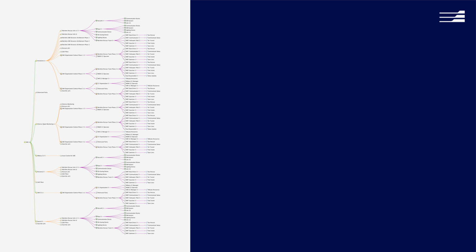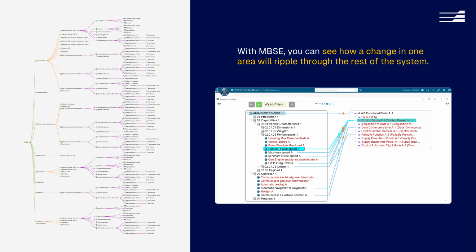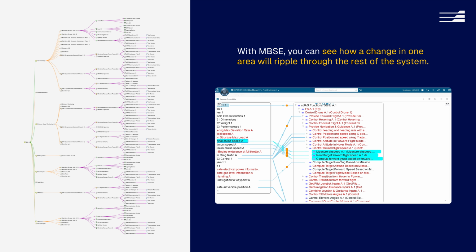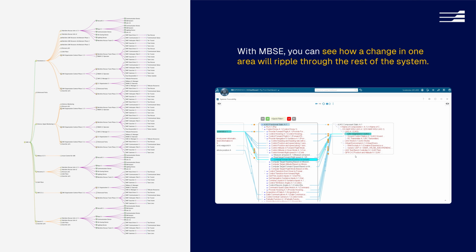Let's move on to impact analysis, which is a real game changer. In any system, changes to one part can affect others, sometimes in ways you never expect. With MBSE, if you have a strong framework and if everyone plays along, you can instantly see how a change in one area will ripple through the rest of the system. Whether it's a technical tweak, a regulatory update, or even a new stakeholder request, MBSE helps you visualize the broader impact.